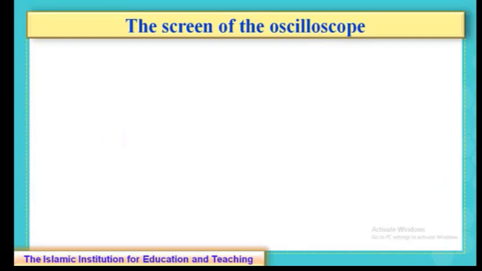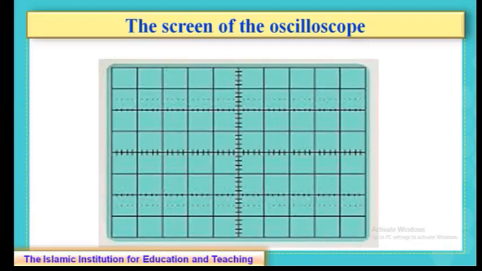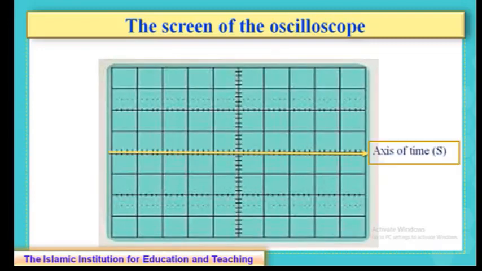Let's first of all recognize some parts of the oscilloscope, and the beginning is with the screen. The screen is made up of a horizontal axis called the axis of time, where each horizontal square represents an amount of time, and a vertical axis which is called the axis of the voltage U, where every vertical square represents an amount of voltage.